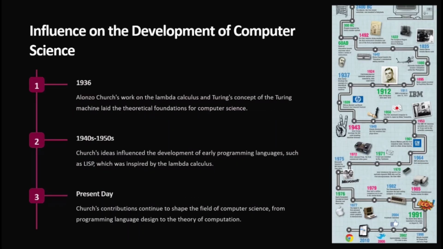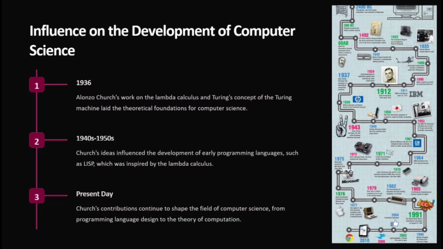Now, Alonzo Church authored several important publications, including An Unsolvable Problem of Elementary Number Theory in 1936, and The Calculi of Lambda Conversion in 1941. He also contributed extensively to the Journal of Symbolic Logic, helping to shape the field of mathematical logic through his research and writings.